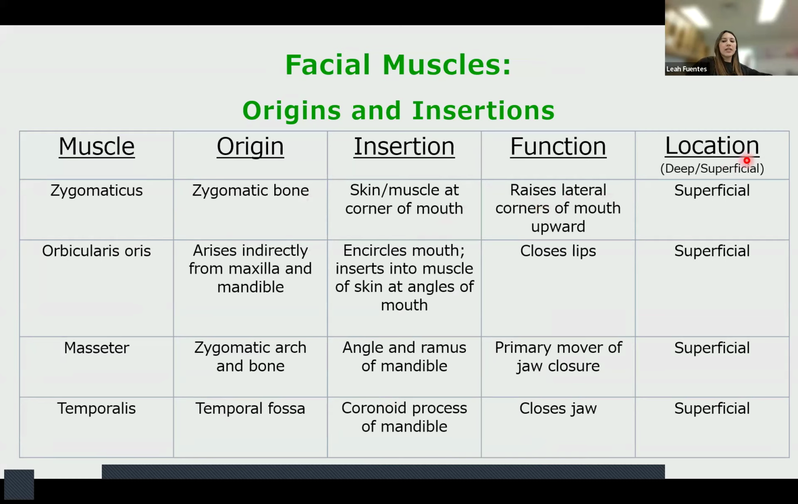The function, location is here. I don't necessarily think you need to know this, but it is here. Orbicularis oris, origin, maxilla or mandible. Again, it specifically depends on your instructor. I know for Mr. Torres, if you wrote maxilla or if you wrote mandible, that would be enough credit for him. Masseter, zygomatic, and then insertion would be the mandible. Temporalis, the temporal muscle or temporal bone, and then the insertion would be your mandible.